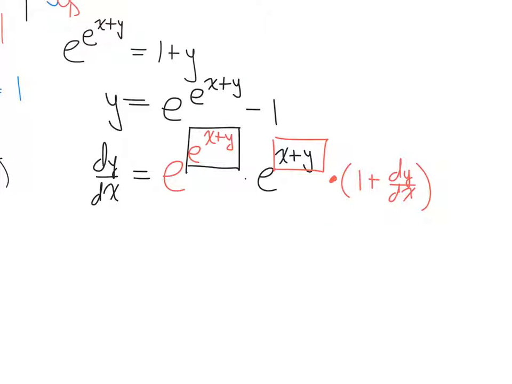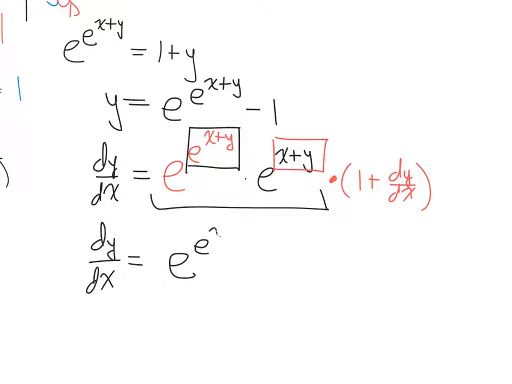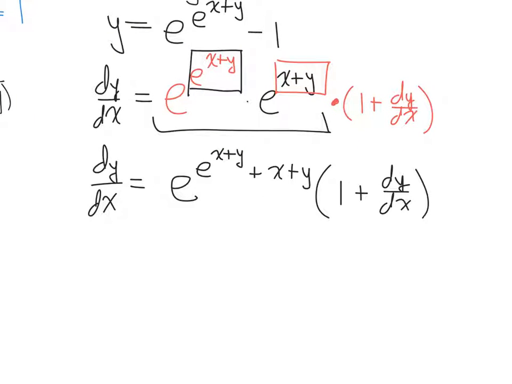All right, so in the housekeeping portion of this, I would get dy dx equals, I can keep the base and add the exponents here. It would be e to the x plus y plus x plus y multiplied by 1 plus dy dx. This is really just for fun now, because it doesn't take too long before you realize you would never want to do it this way, but it's just cool to look at.